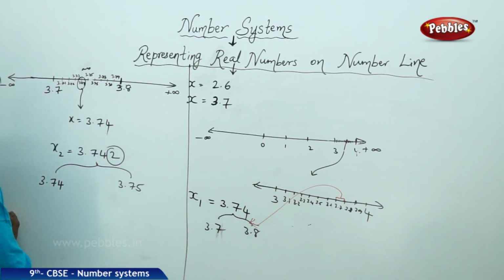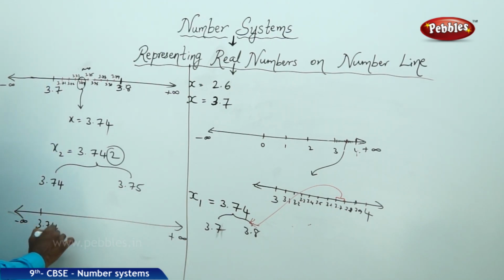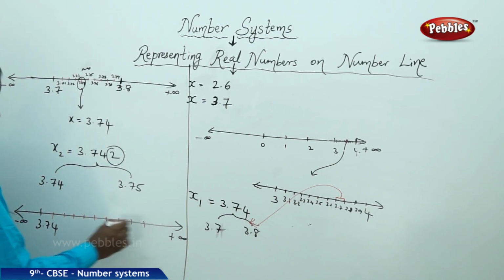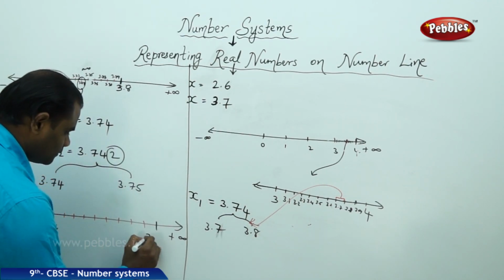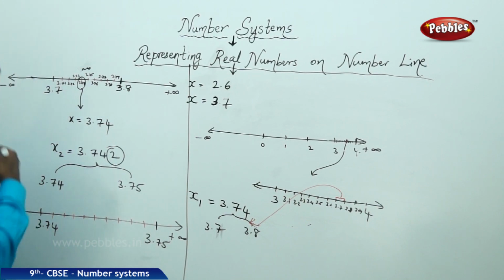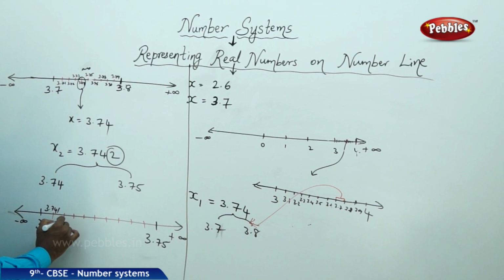line, breaking up with this, and I have my 3.74 divided into different subintervals 1, 2, 3, 4, 5, 6, 7, 8, 9, and then finally I get to the 10th interval, which is 3.75. Now 3.741 lies here and 3.742 lies here.